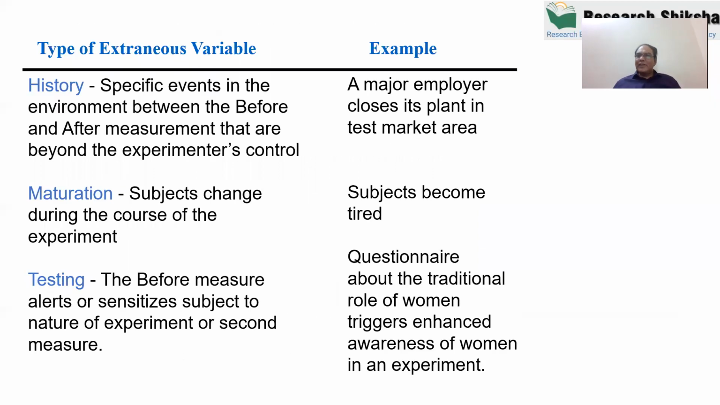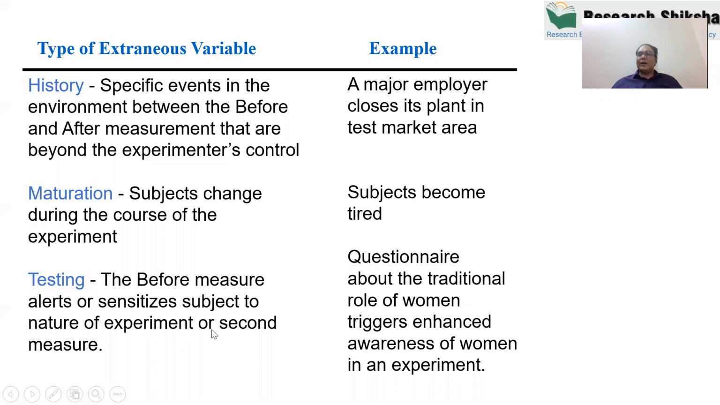Now, these are some examples of extraneous variables, like history. For example, a major employer closes a plant in the test market area. You are doing a marketing study, but somebody closes the plant. This is beyond your control. And maturation means subjects become tired. When you use the same machine, its efficiency also decreases with time. Similarly, respondents also feel tired after some time. So it is called a maturation problem.